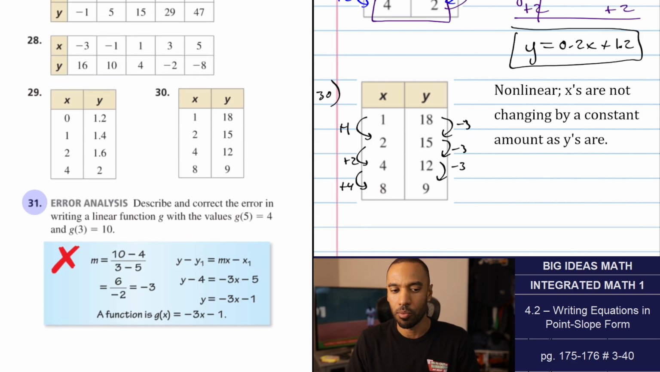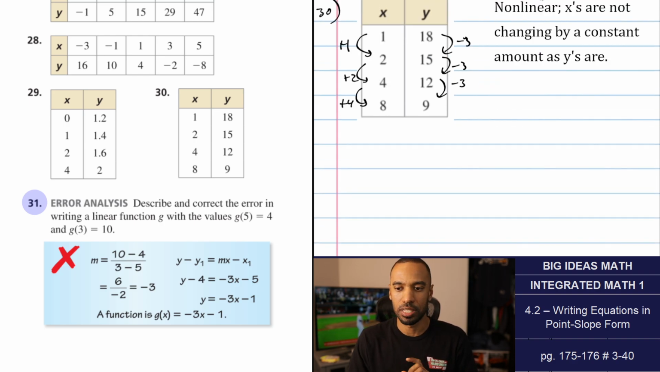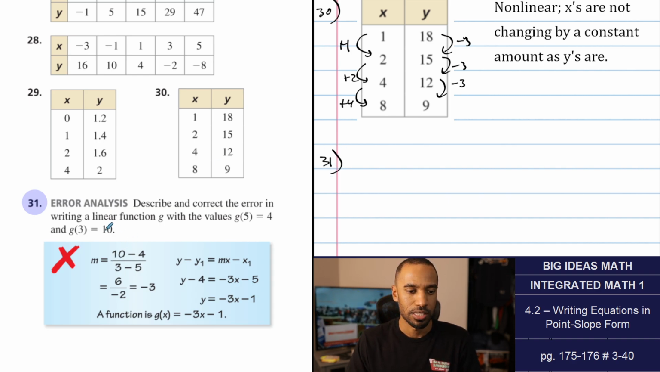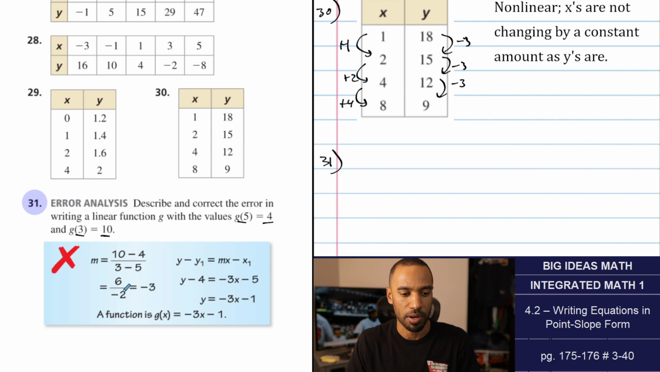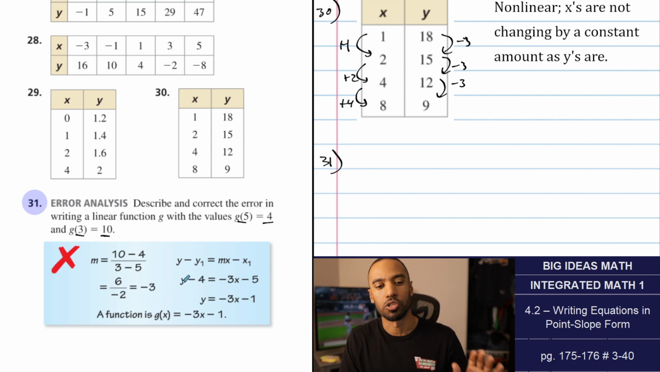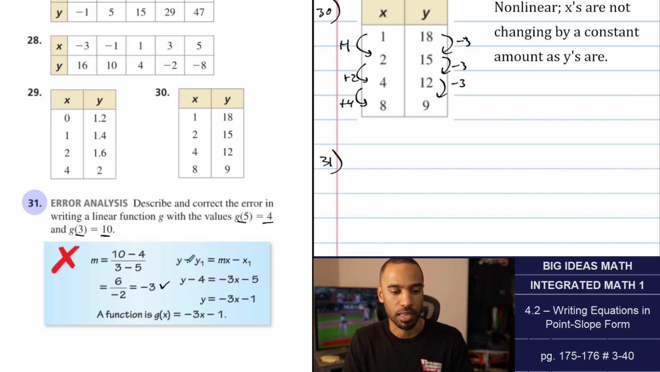Describe and correct the error in writing a linear function g with the values g of 5 equals 4 and g of 3 equals 10. Let's first get a picture of what it is they have here. They did 10 minus 4 over 3 minus 5. So far is so good. This is a y value, that's a y value, and they went this minus this, and here's an x value, 3 minus 5. So far, so good. 10 minus 4 is 6, 3 minus 5 is negative 2, that's negative 3. Their slope is good. They started off strong. So far, so good. Check. I'm not going to rewrite that part.